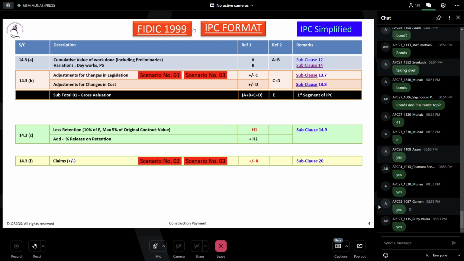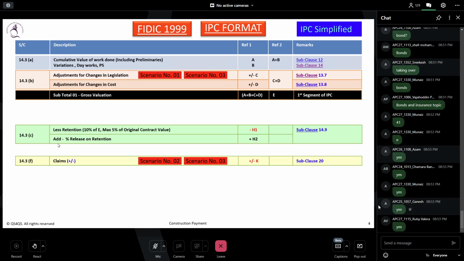Now you should understand one thing about the retention. When you talk about less retention, you are going to deduct the amount from the certification, right? So you calculate this amount and you are going to apply 5%. This percentage is subject to variation, but in the FIDIC it says 5%. So you are going to apply that on the E. So that's a minus value because you are deducting.